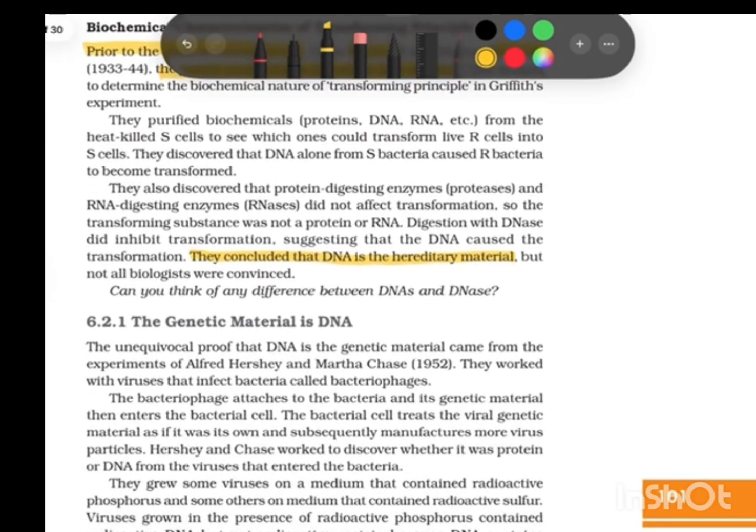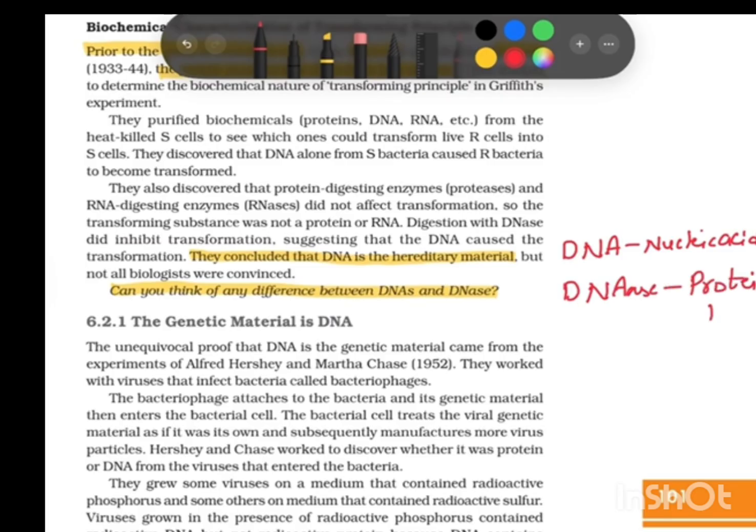And down there is a question. Can you think of any differences between DNA and DNase? Yes, we can say DNA is a nucleic acid. DNase is a protein which is acting as an enzyme. You know that this enzyme is cleaving the DNA. That is an enzyme. It is not a nucleic acid. It is a protein.